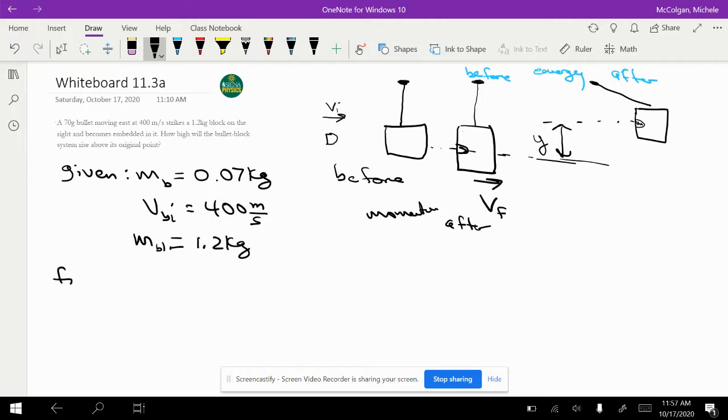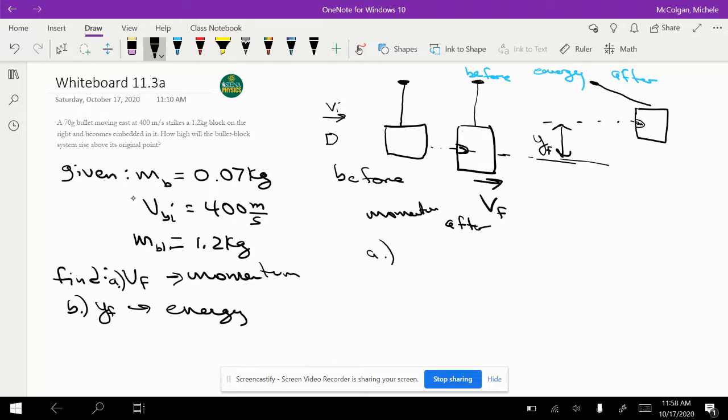And now the finds. The first thing we want to find is the speed right after the collision. We'll call that V final, and that'll be our A. And our B, we're going to find with momentum. And then we're going to find our Y height, let's call this Y final, our final height. We're going to find that with energy. All right, so let's start with A.